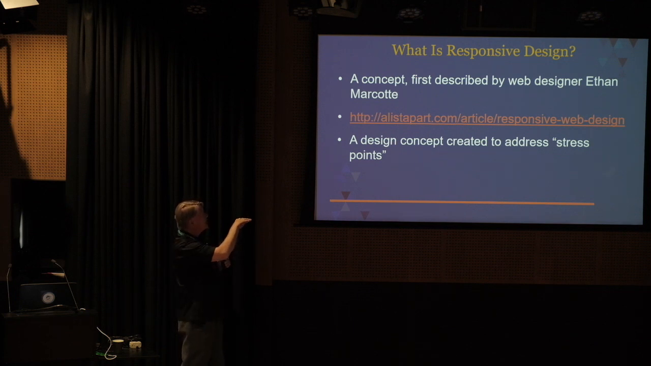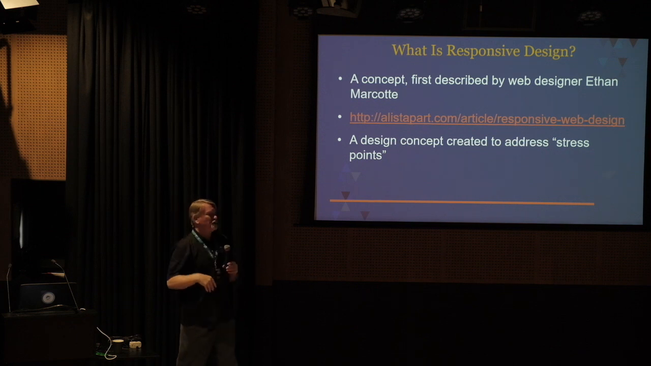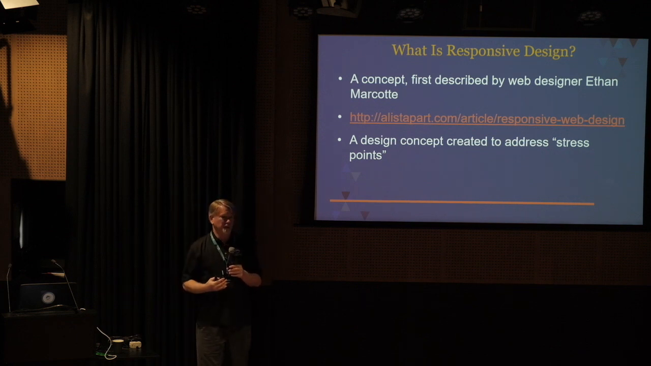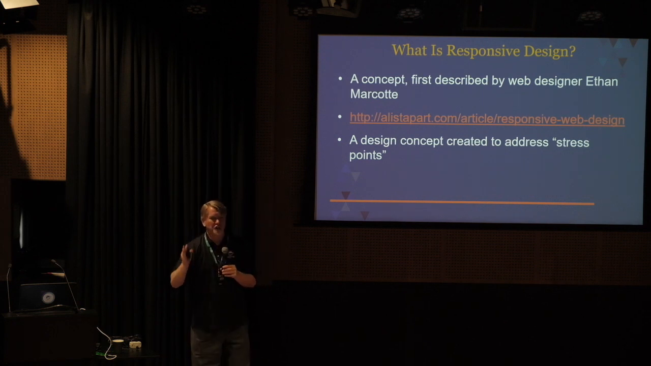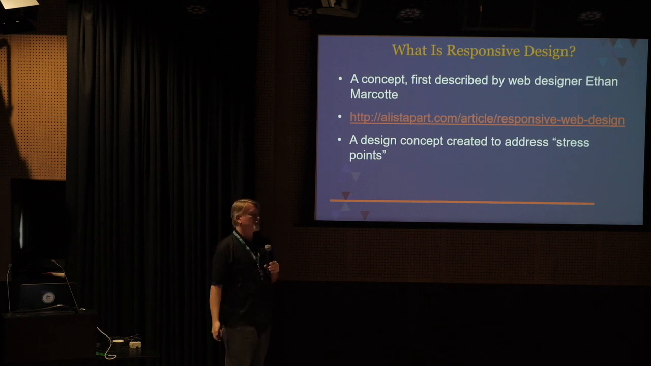But he described it as a design concept to address stress points. Now, that terminology has evolved. You typically hear it called breakpoints today. But what Ethan meant by stress points, given a certain size display, your content looks good. And then as you start making it smaller and smaller, at some point, it stops being acceptable and becomes unacceptable. Well, that is what Ethan called a stress point. What is that exact spot where it just no longer works for the customer?